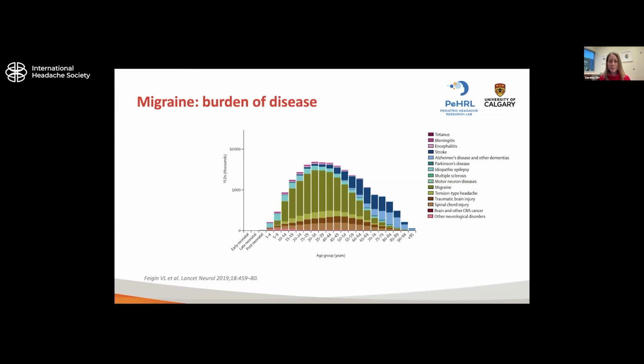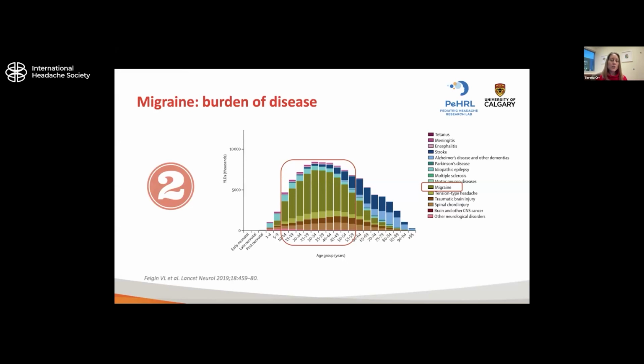So if you look at this figure, and you look at this section from age 10 to 60, you'll notice that the olive component of the bars is the largest proportion. And this is the amount of disability adjusted life years for migraine, showing that migraine really is the most prevalent neurological cause of disability from 10 to 60 years of age.